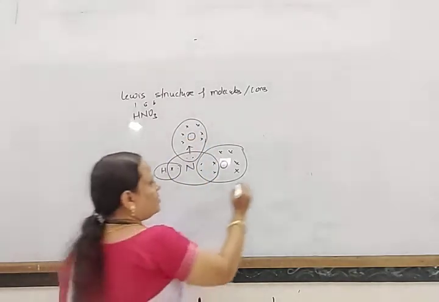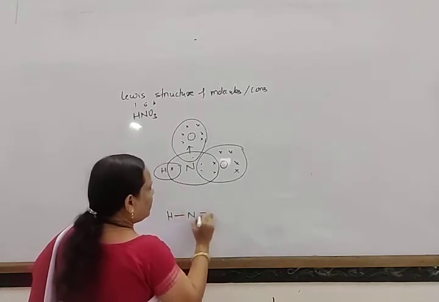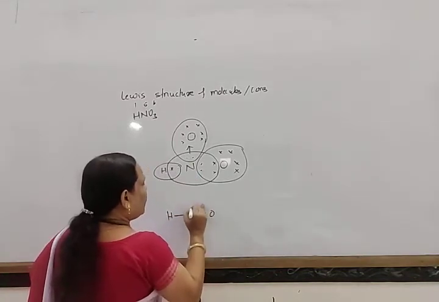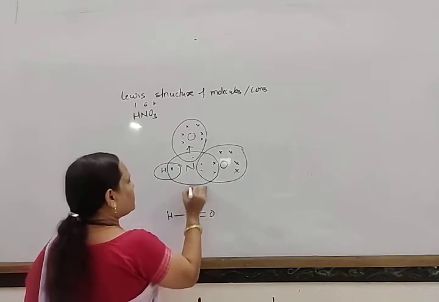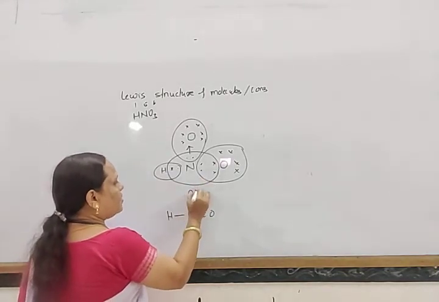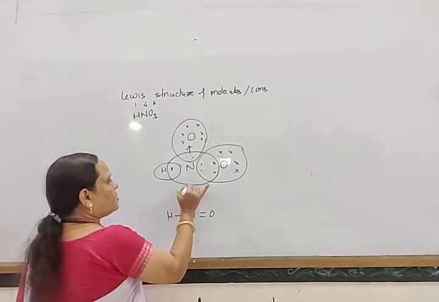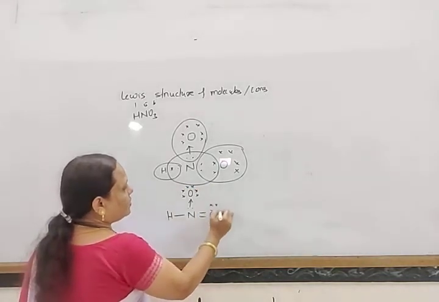So we can write the bond line structure, HNO, and 1 coordinate bond with this oxygen, 1 coordinate bond with this oxygen. Okay, so this is the structure of HNO3.